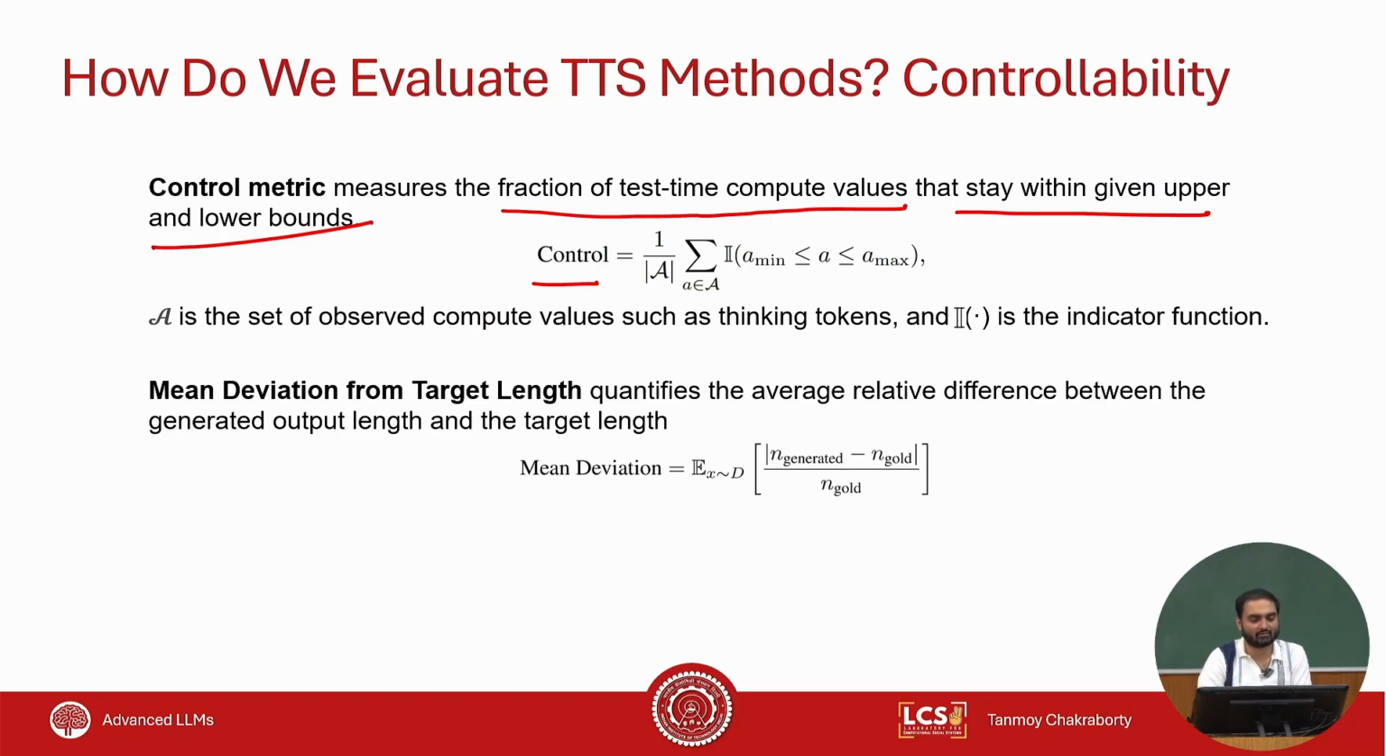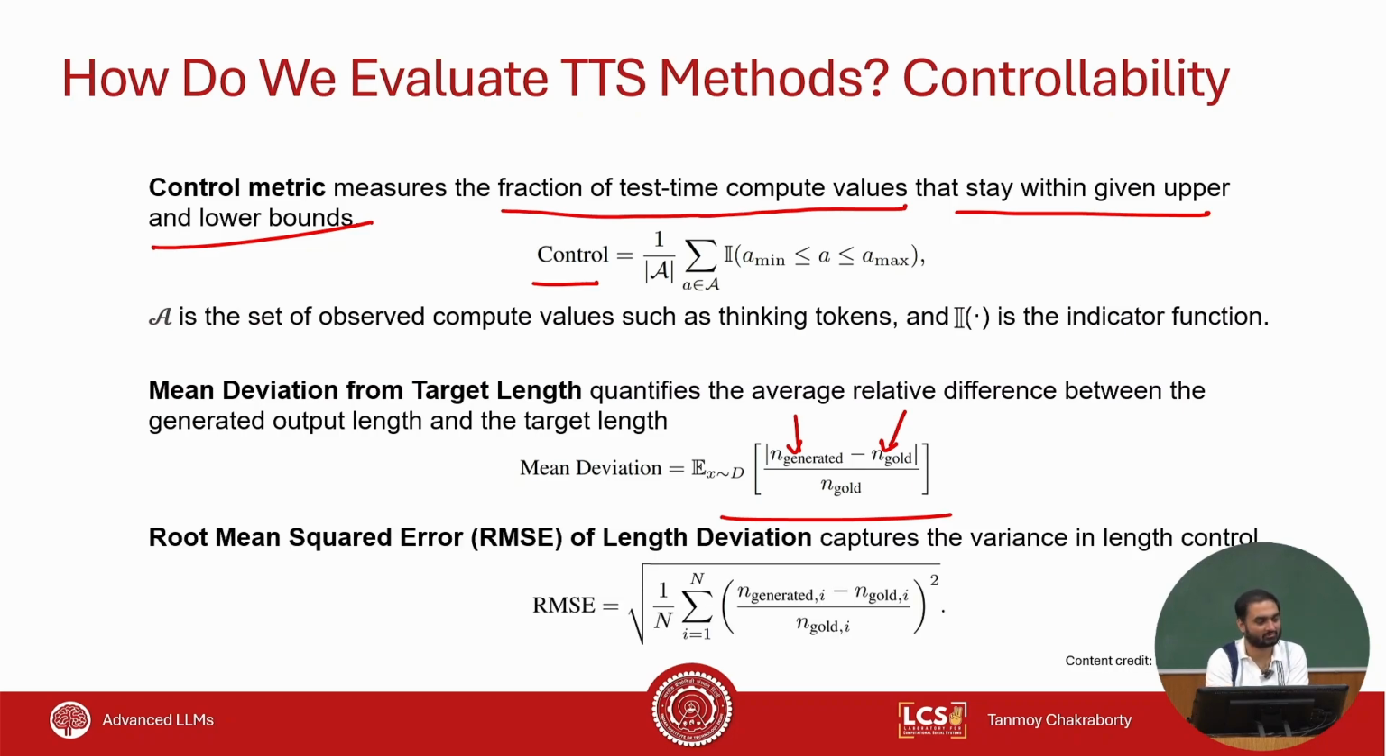You can also look at the mean deviation from the target length. Let's say you have a gold reasoning trace, n is the length of the trace, and this is the length that you generated, right? Now you look at essentially the mean of this difference, and then of course RMSE, the same quantity. Clear? Is it clear?